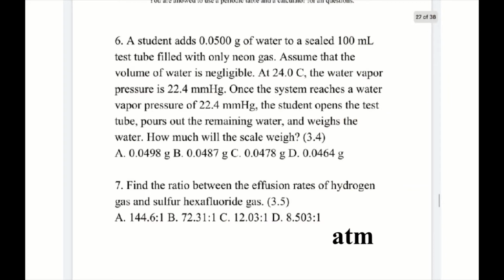Number 6, a student adds 0.0500 grams of water to a sealed 100 milliliter test tube filled with only neon gas.